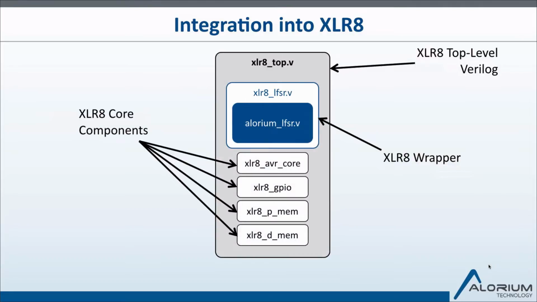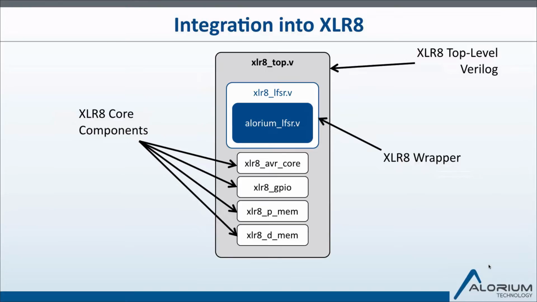So we've taken our core LFSR Verilog block, we wrap it and prepare it with some of the signaling it needs to be hooked into the top level, and then we're going to wire that into the top level Verilog. Inside of that XLR8 top, there's a handful of other components for the program memory, data memory, handling GPIO, and the actual AVR core is in there. Brian will talk a little bit about where all that stuff lives.